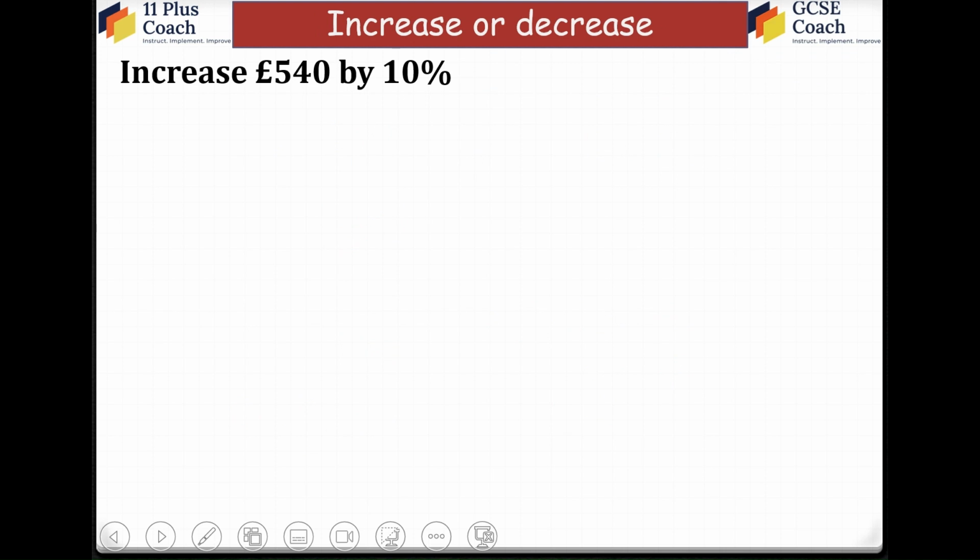Sometimes it won't be as simple as finding 1% or 10%. You might need to increase or decrease the amount by 10% or 1%. Now, what does that mean? So have a look at this question. Increase £540 by 10%. So step number 1 is to find the 10%.